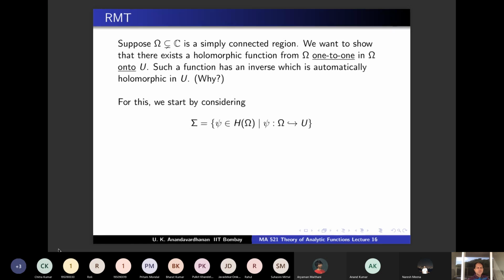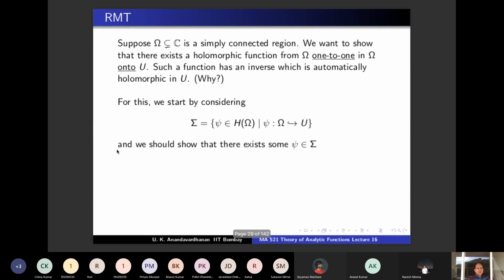is all holomorphic functions psi on omega. I don't know whether this notation is used in analysis. In algebra, we use this, right? To show that it's injective, I put a hook here. Anyway, what I meant is injective, whether this is standard or not. So psi is 1 to 1 in omega and contained in U. I'm not saying it is onto. I want to show that there is such a psi which is onto. So consider this collection.